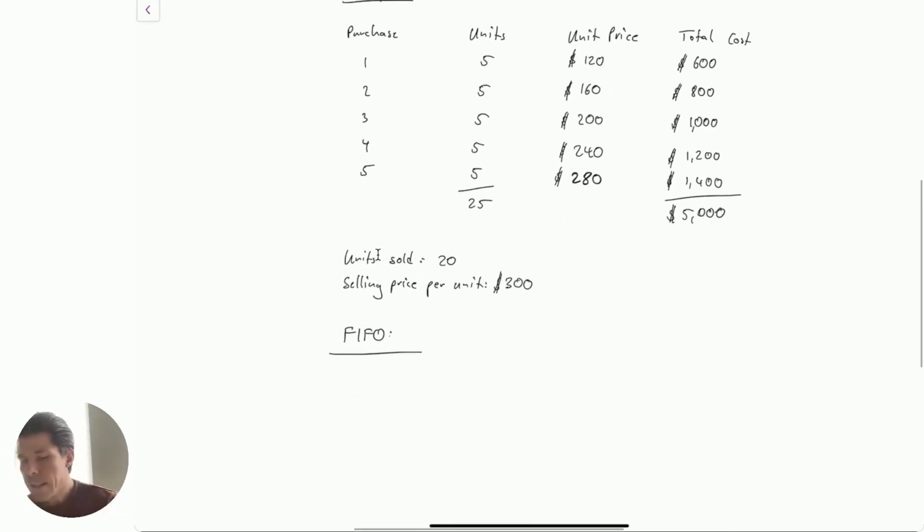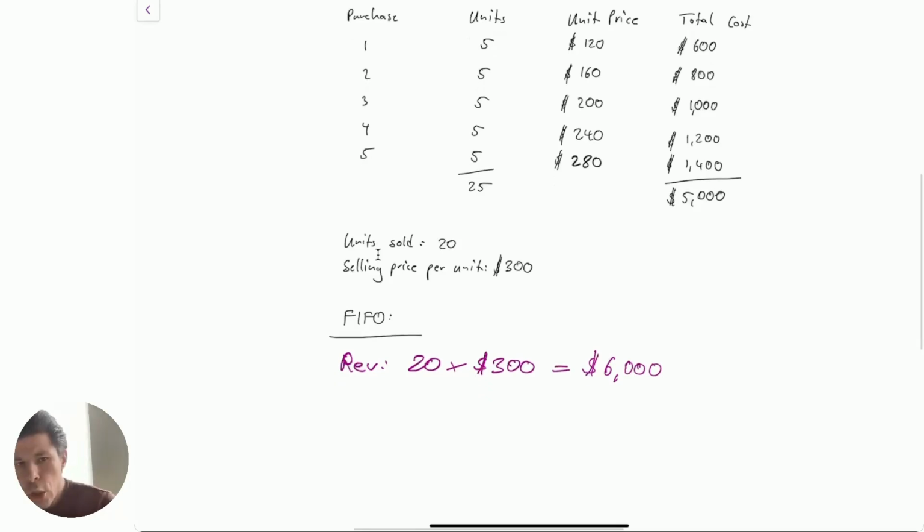Okay, let's get started. Let's start with first in, first out. Let's look at cost of goods sold. Now let's start with revenue first. Revenue over the entire lifetime is 20 units times 300 equals 6,000. That's the total revenue. Let's look at cost of goods sold.